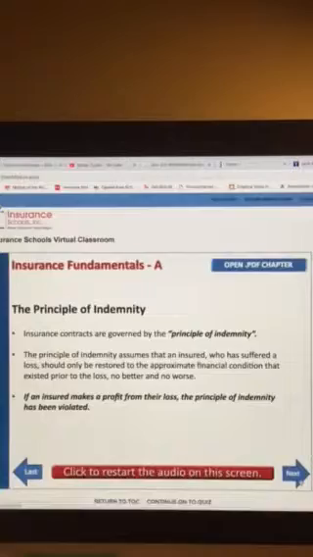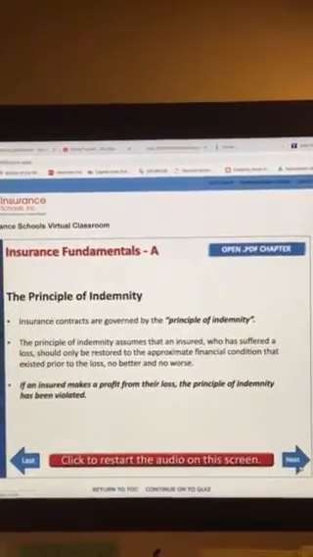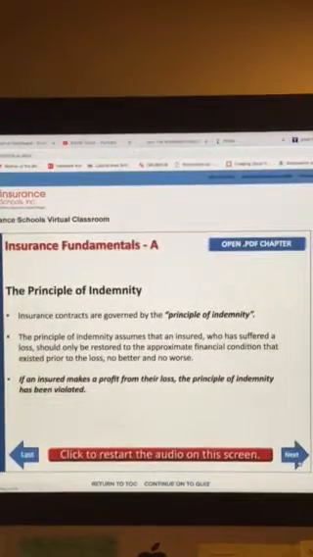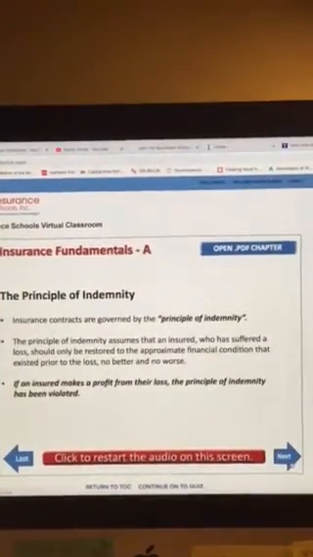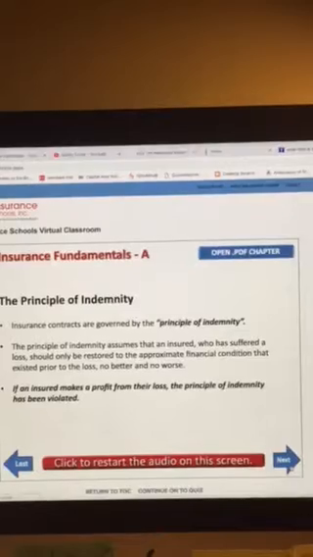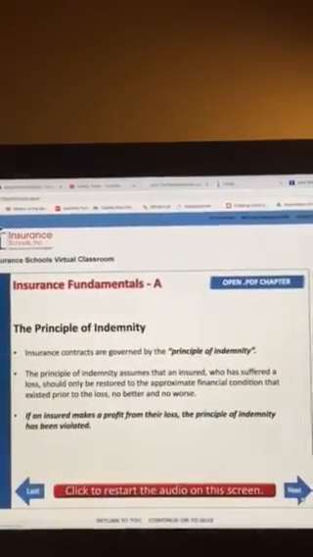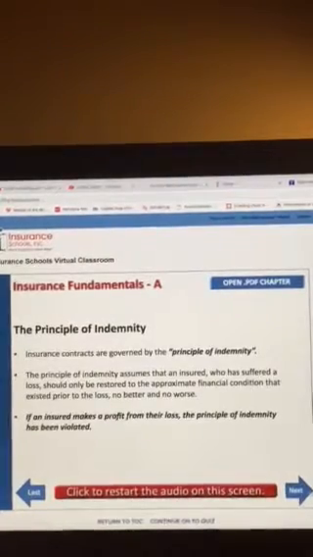Insurance contracts are governed by the principle of indemnity. The principle of indemnity assumes that an insured, who has suffered a loss, should only be restored to the approximate financial condition that existed prior to the loss, no better and no worse. If an insured makes a profit from their loss, the principle of indemnity has been violated.